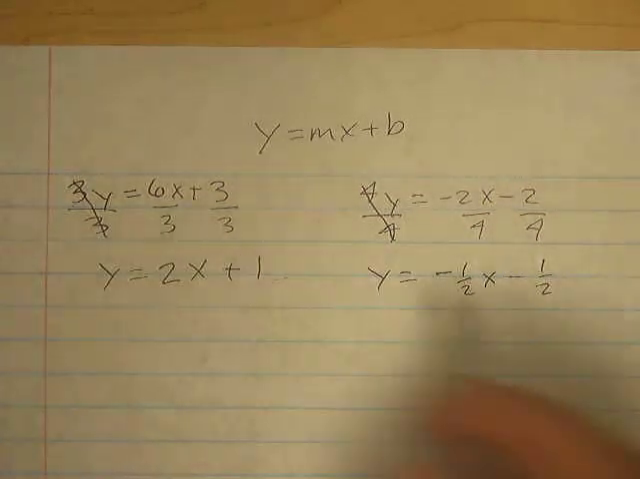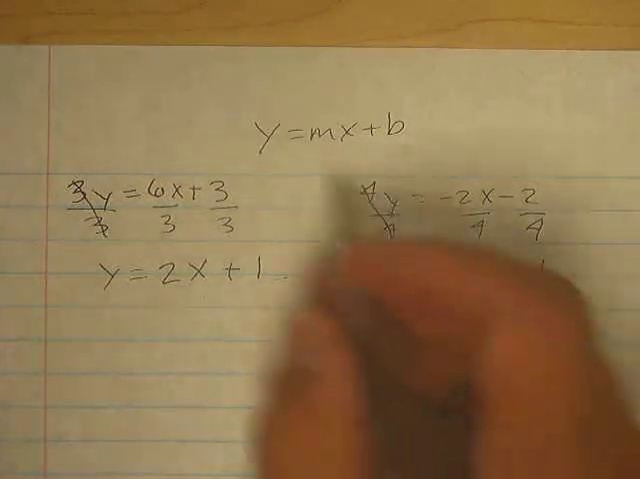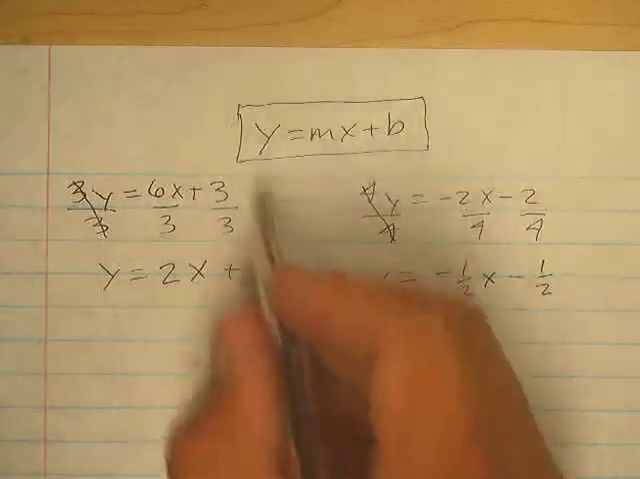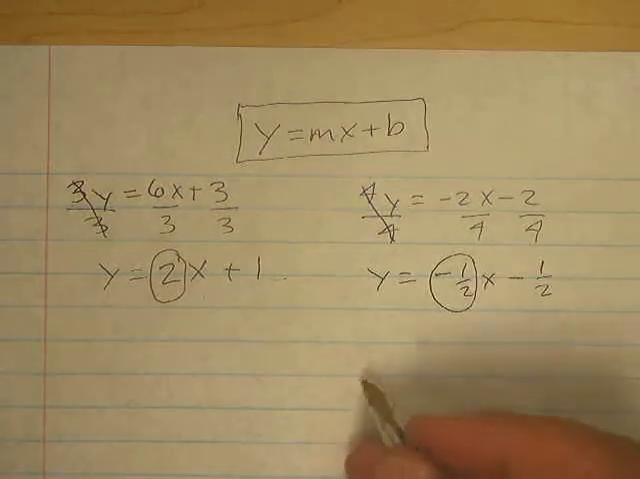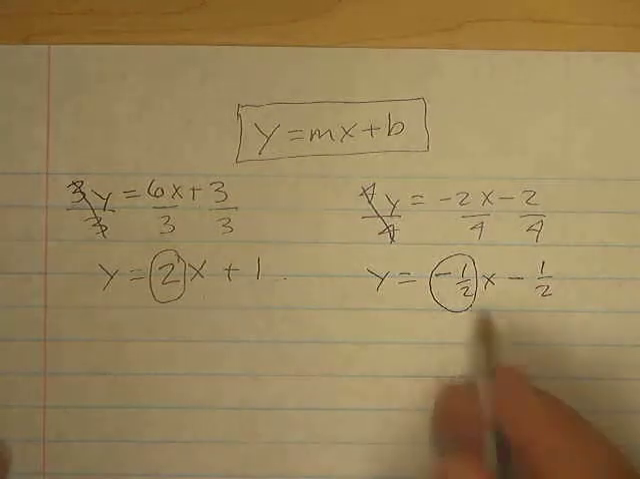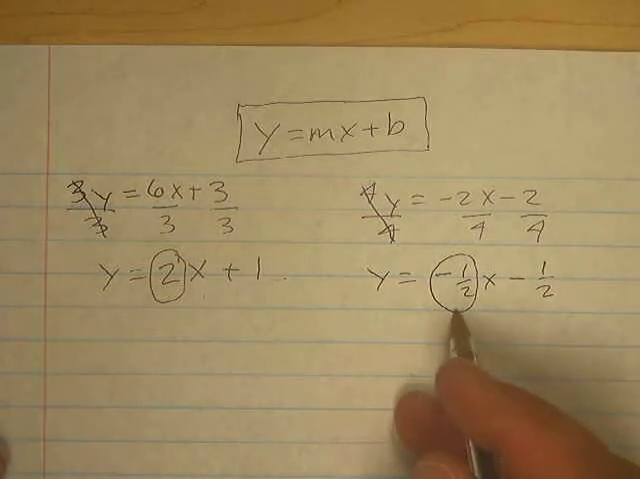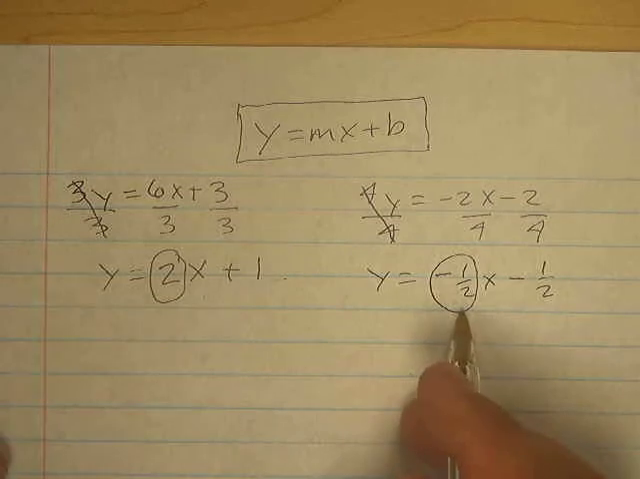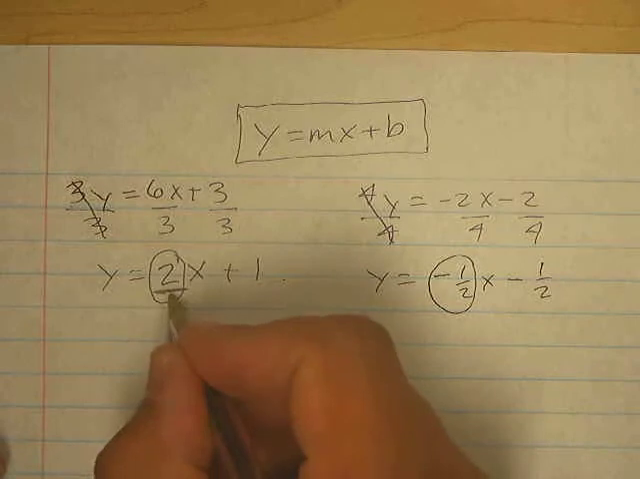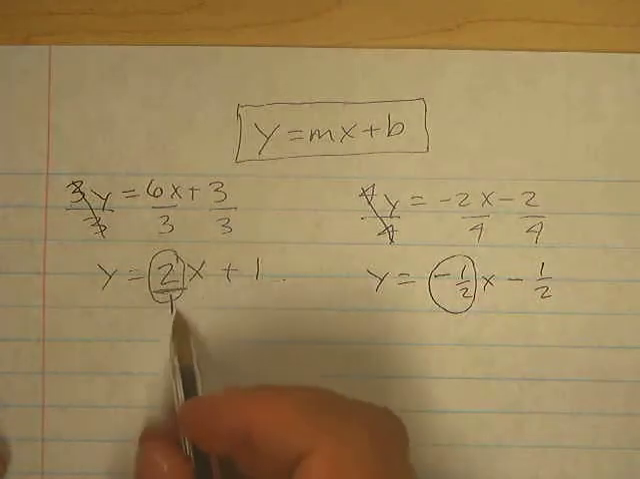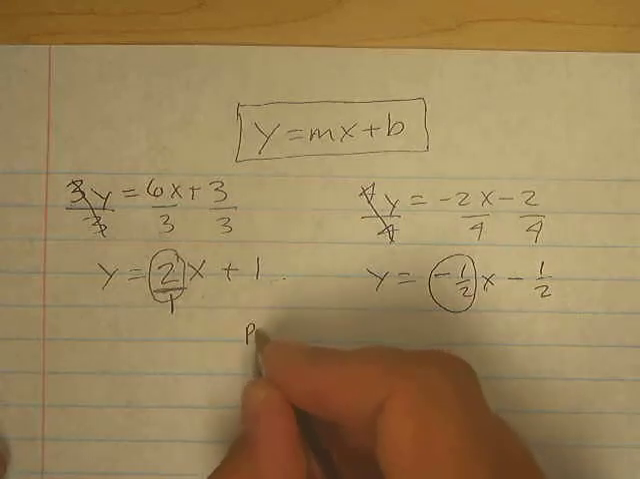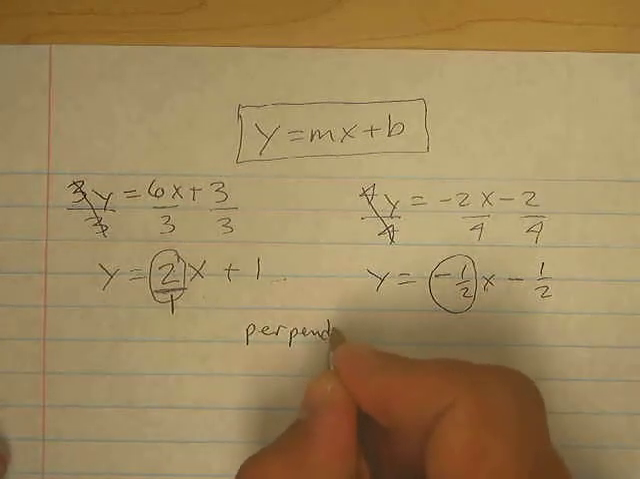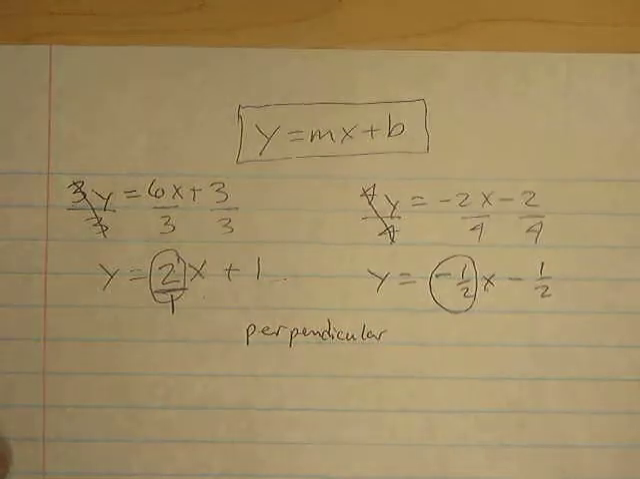Now I don't even have to worry about these y-intercepts right here. Once it's in y equals mx plus b form, I just look at the m's. So I look at the 2, and I look at the negative 1/2. Are they the same? No, so they're not parallel. Are they opposite reciprocals of each other? Yes, they are. This is 2/1 and negative 1/2. They are flipped and opposite, so they are perpendicular.